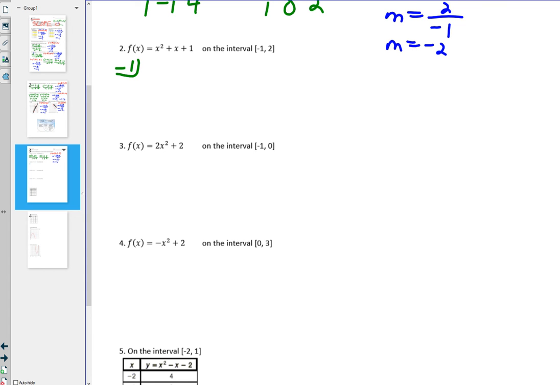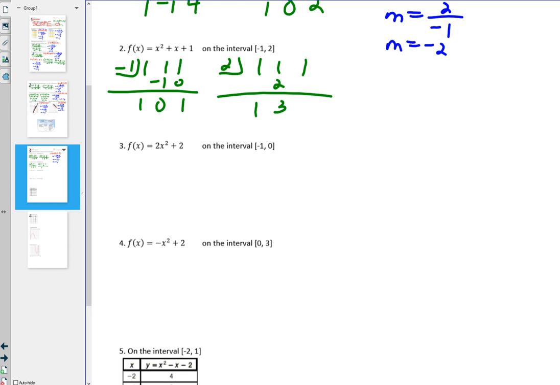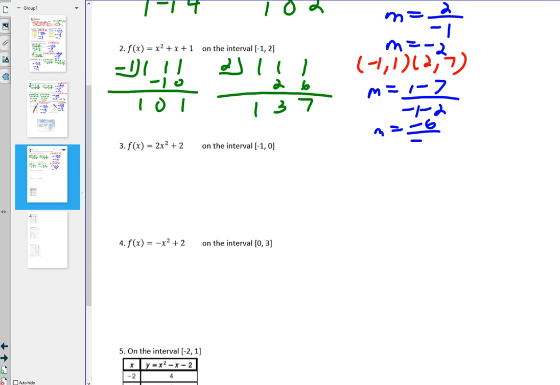So negative 1 first into 1, 1, 1. 1, negative 1, 0, 0, 1. 2 into 1, 1, 1. 1, 2, 3, 6, 7. Negative 1, 1, 2, 7. So slope is 1 minus 7 over negative 1 minus 2. Up there you said negative 6 over 7.